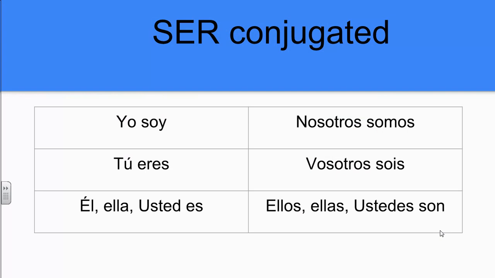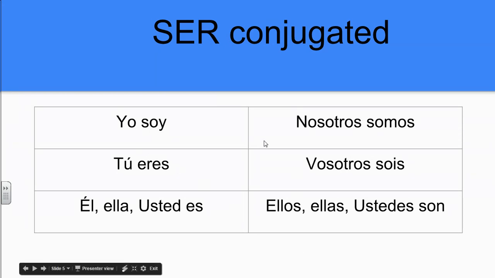When we're seeing ser conjugated, it looks like this. Yo soy, tú eres, él, ella, usted es. Nosotros somos. As mentioned previously, vosotros is only in Spain, but this is what it looks like. Sois. Ellos, ellas, and ustedes son.